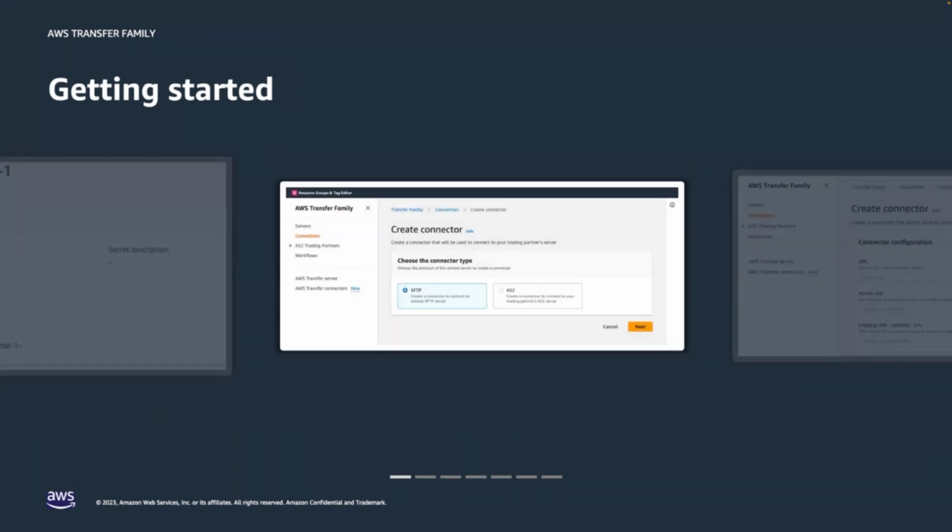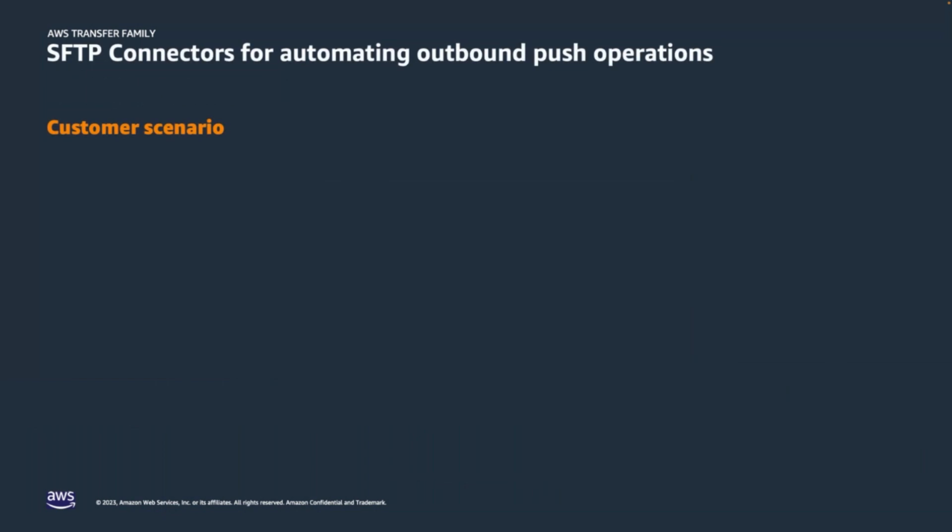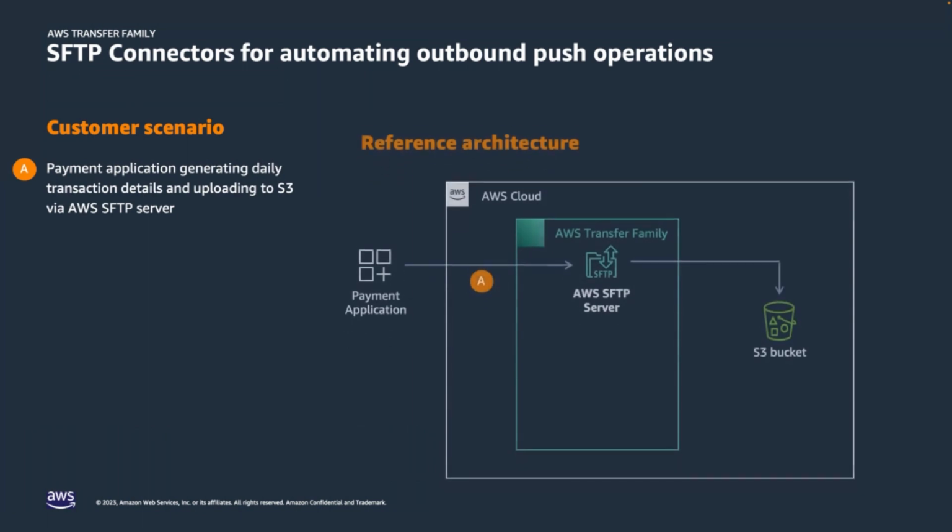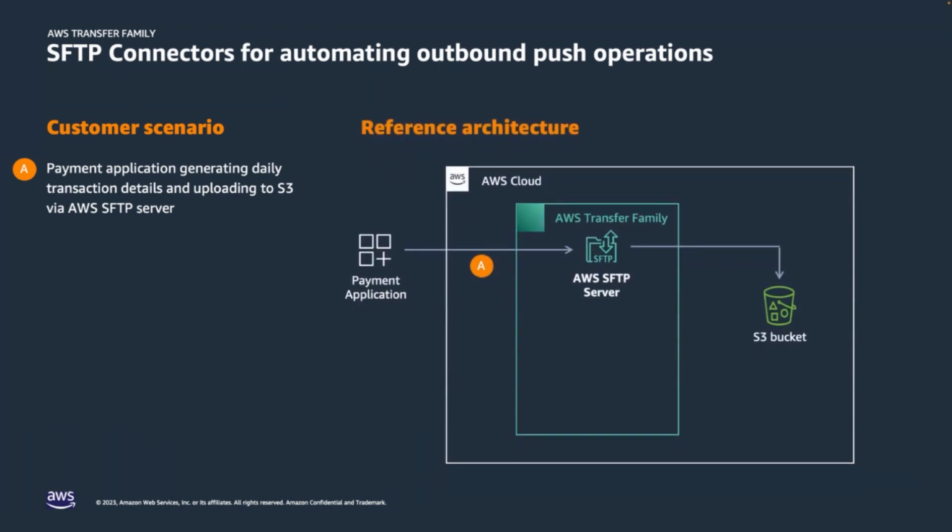With your secret created, you'll have all the information you need to create your SFTP connector. So SFTP connectors will enable outbound push architectures. One customer example includes a payment application, which uses a Transfer Family SFTP server to upload its transaction details at the end of each day. In this use case, the incoming file needs to be compressed and encrypted and pushed to an external SFTP server in a partner's network.